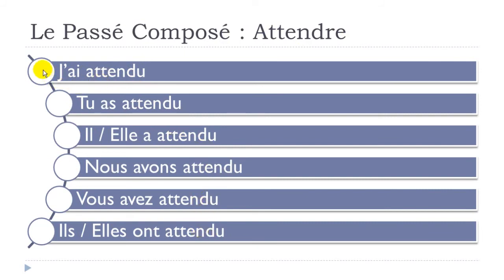J'ai attendu. Tu as attendu. Il a attendu. Elle a attendu. Nous avons attendu. So, two liaisons here. Nous avons attendu. Vous avez attendu. Same thing here. Then same thing here. Ils ont attendu. Okay. Liaison here as well. Ils ont attendu. Okay. But make it fast. Ils ont attendu. Elles ont attendu.